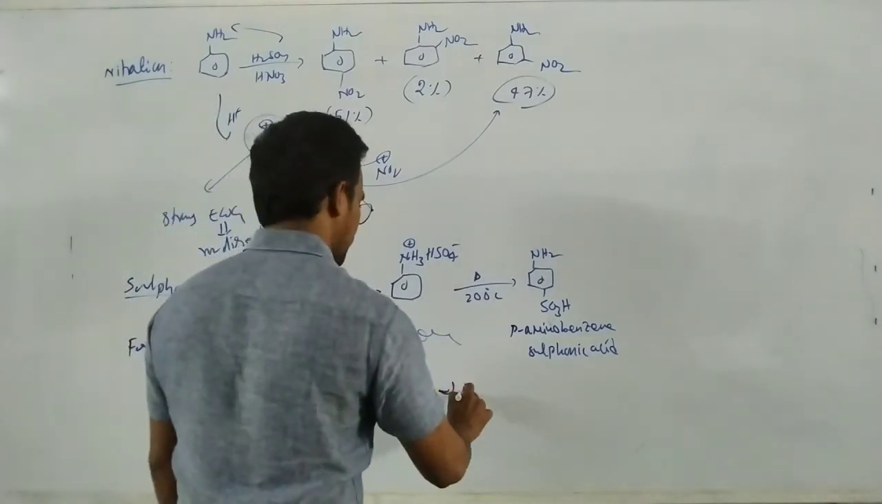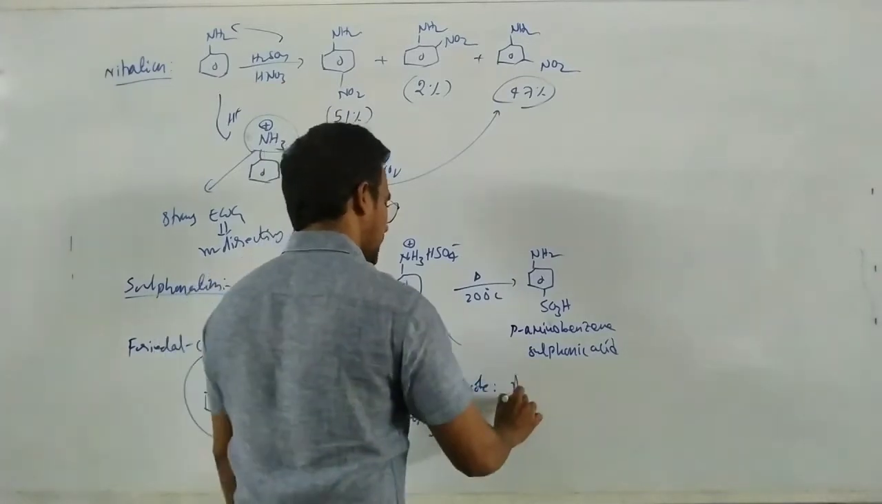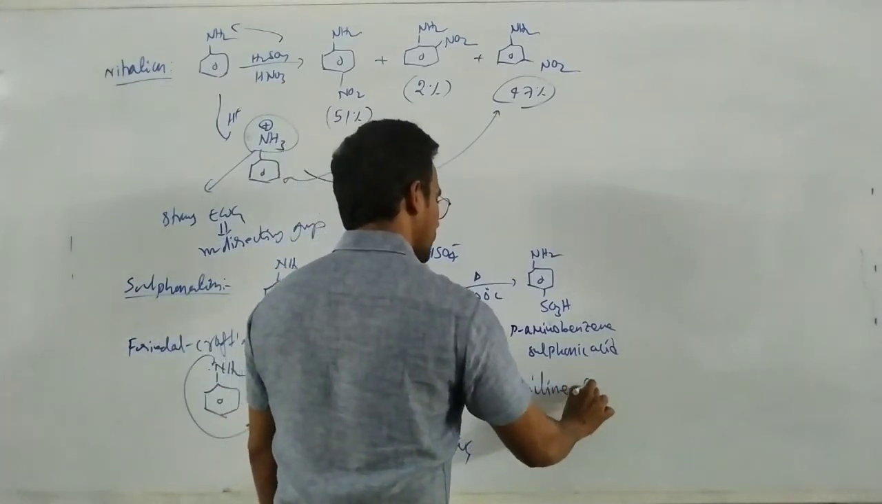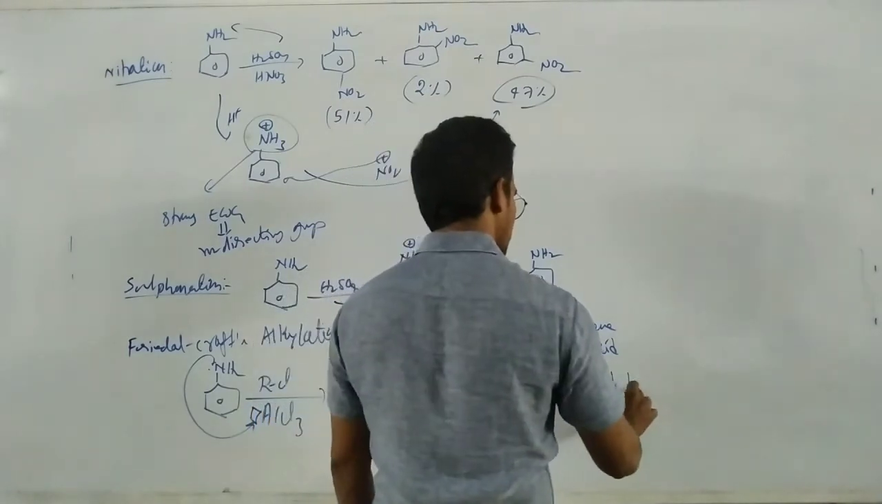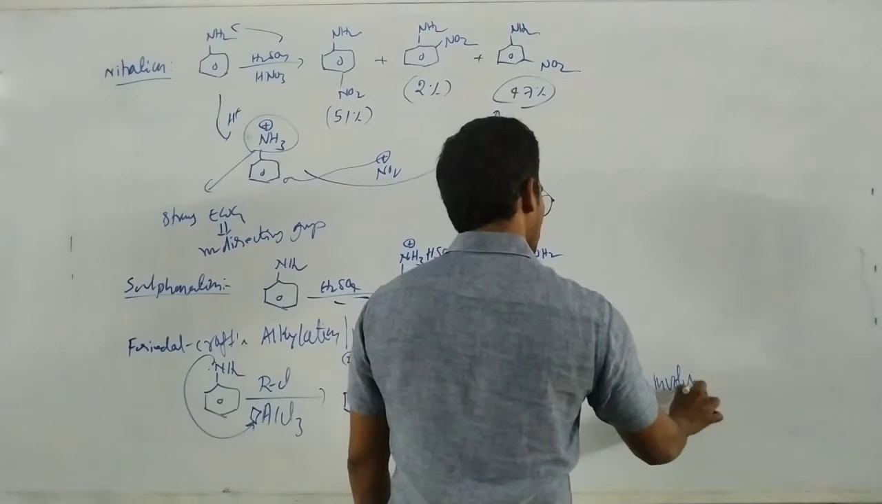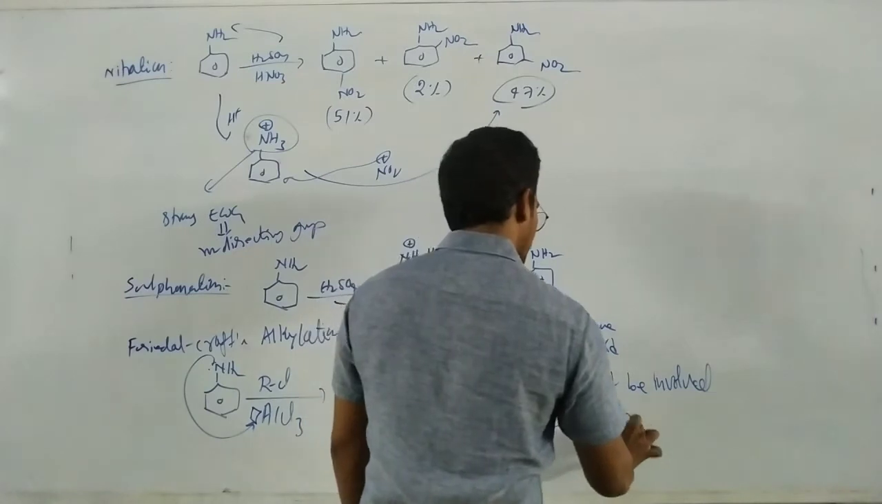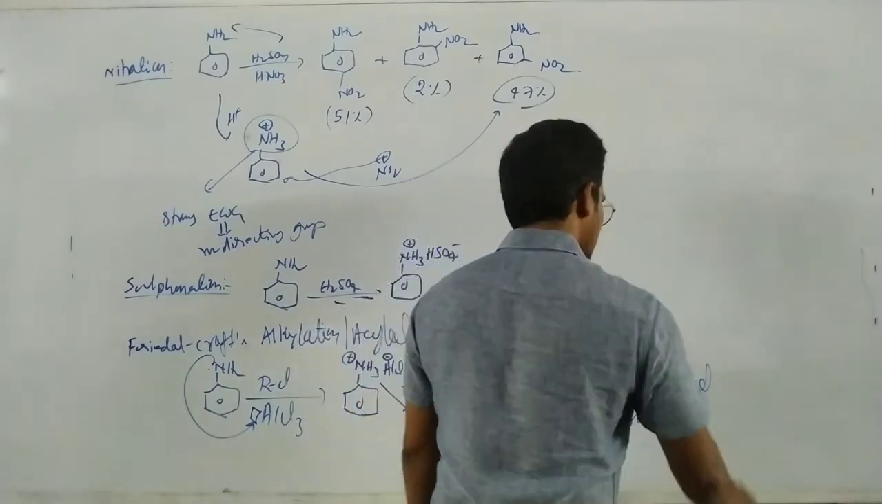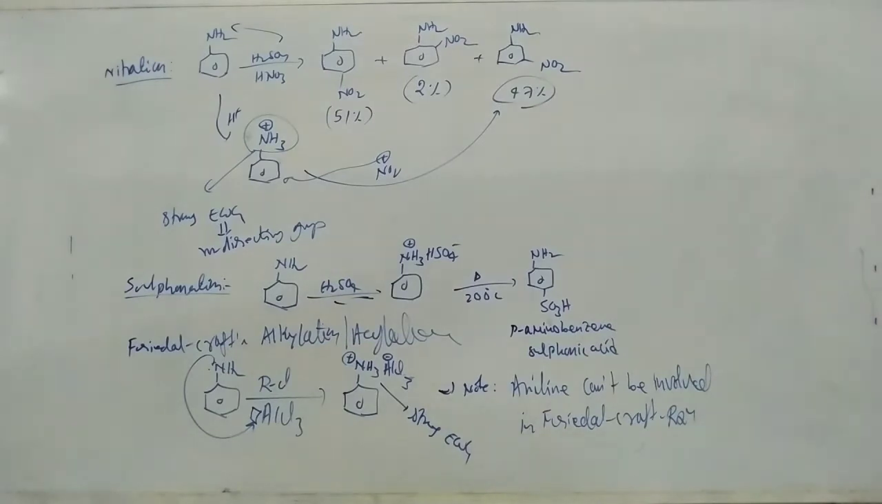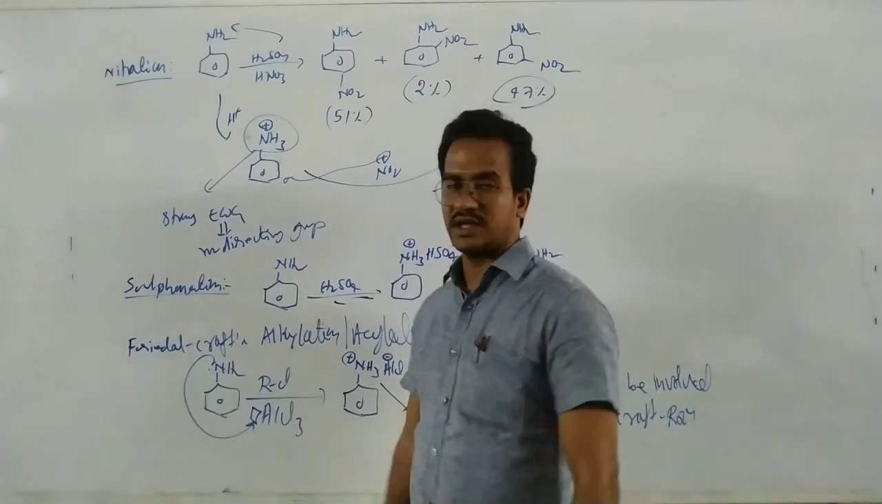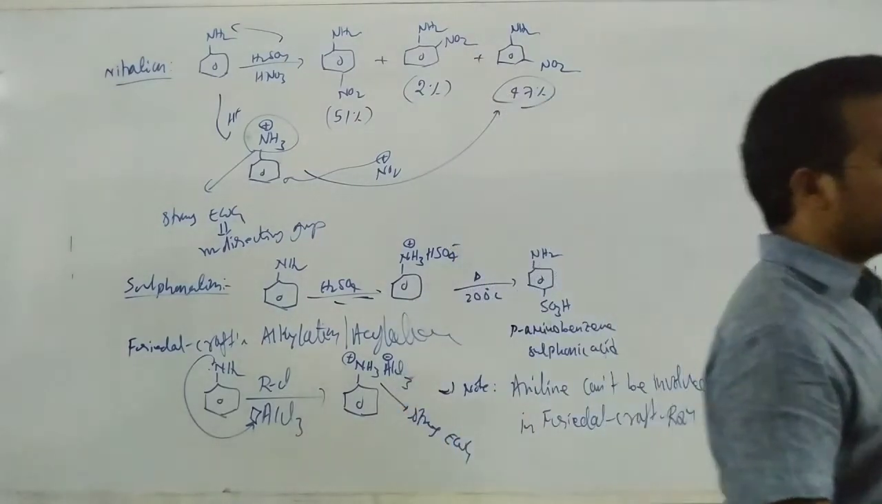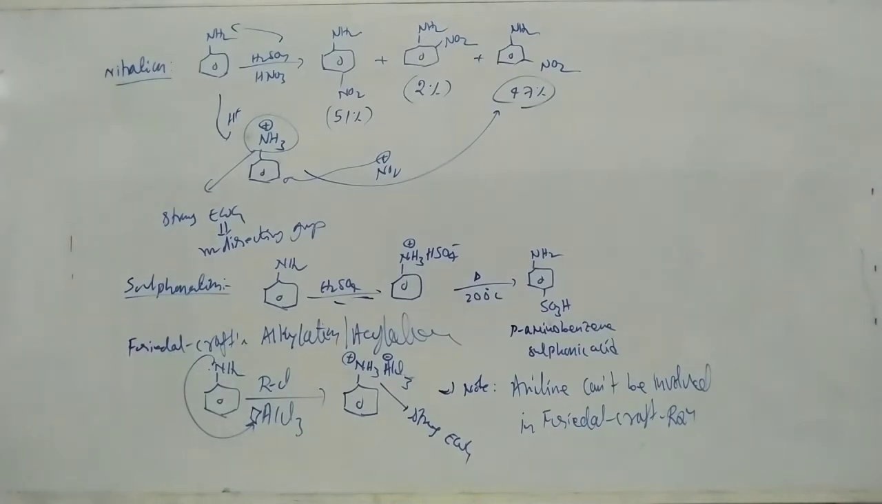The note is: aniline cannot be involved in Friedel-Crafts reaction, either alkylation or acylation. Okay, so that is very important, because NH2 forms a complex with the AlCl3 Lewis acid, NH2 being an electron donor due to the presence of the electron pair.